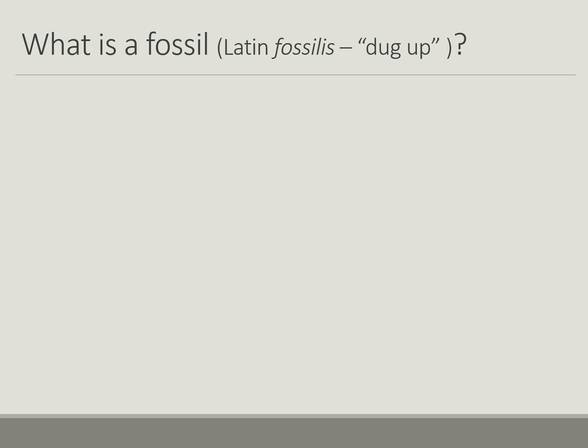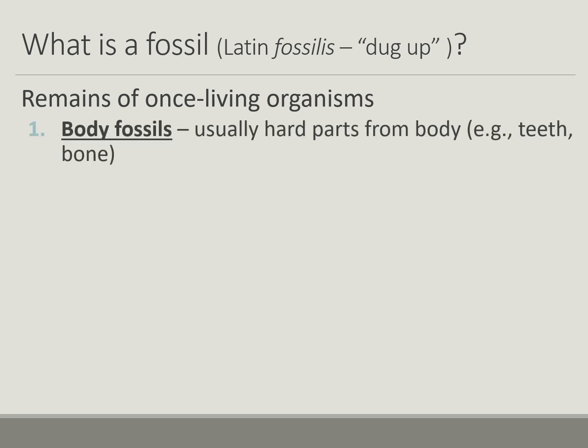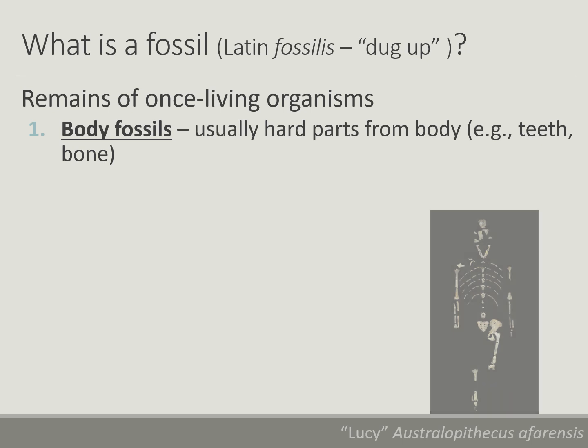Okay, so what is a fossil? Well, if we break down the word, it comes from Latin fossilis, which means dug up. Basically fossils are the remains of once living organisms. That can be broken down into two categories. The first category is a body fossil, which is usually the hard part from a body, teeth, bone. Why that is, we'll go over in a bit.